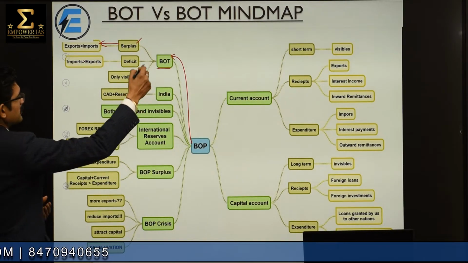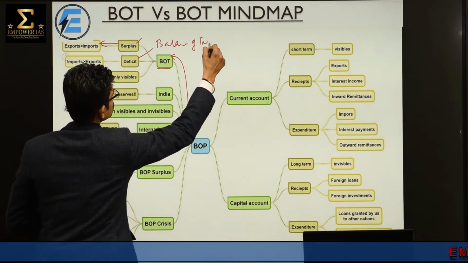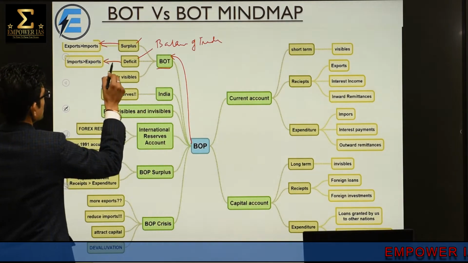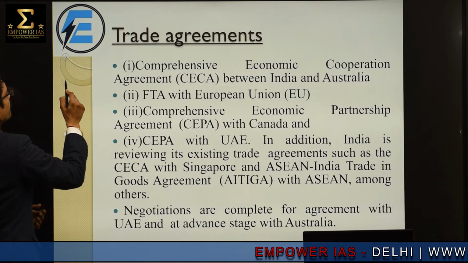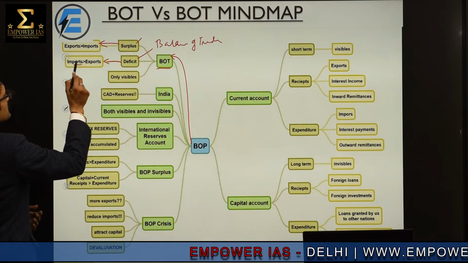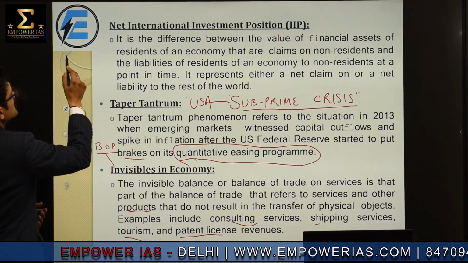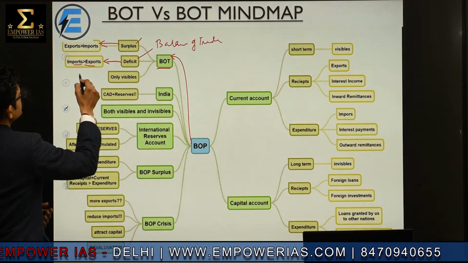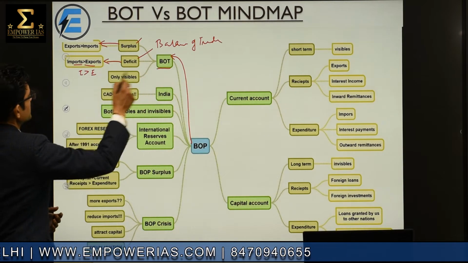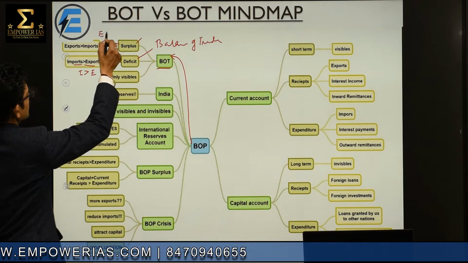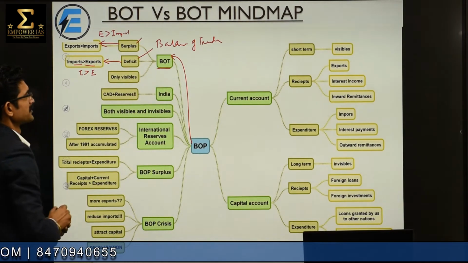Then there is balance of trade deficit, which is in the form of import and export. When the value of imports is higher than the export, when I is greater than E, it is called balance of trade deficit. When E is greater than I, that is exports are greater than imports, it leads to balance of trade surplus.